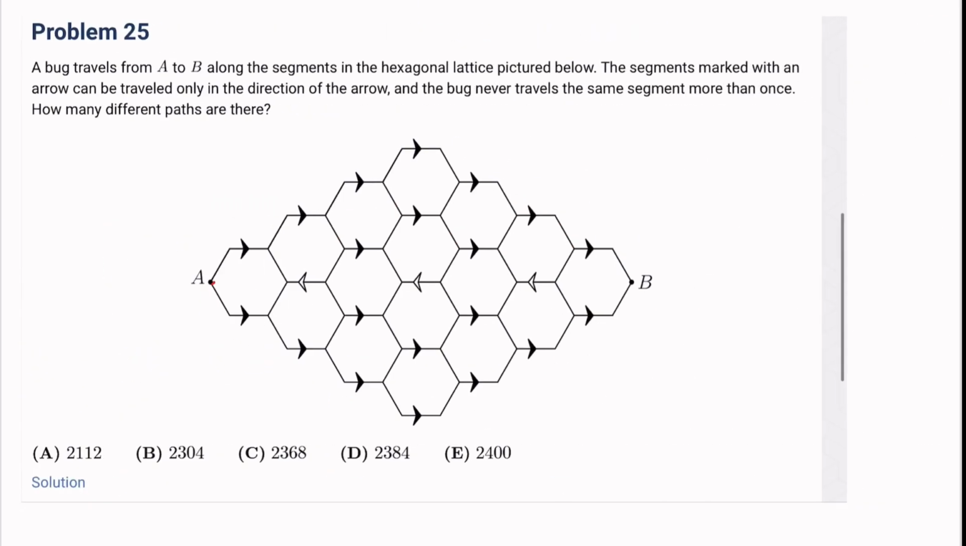A bug travels from A to B along the segments in the hexagonal lattice pictured below. The segments marked with an arrow can be traveled only in the direction of the arrow, and the bug never travels the same segment more than once. How many different paths are there?